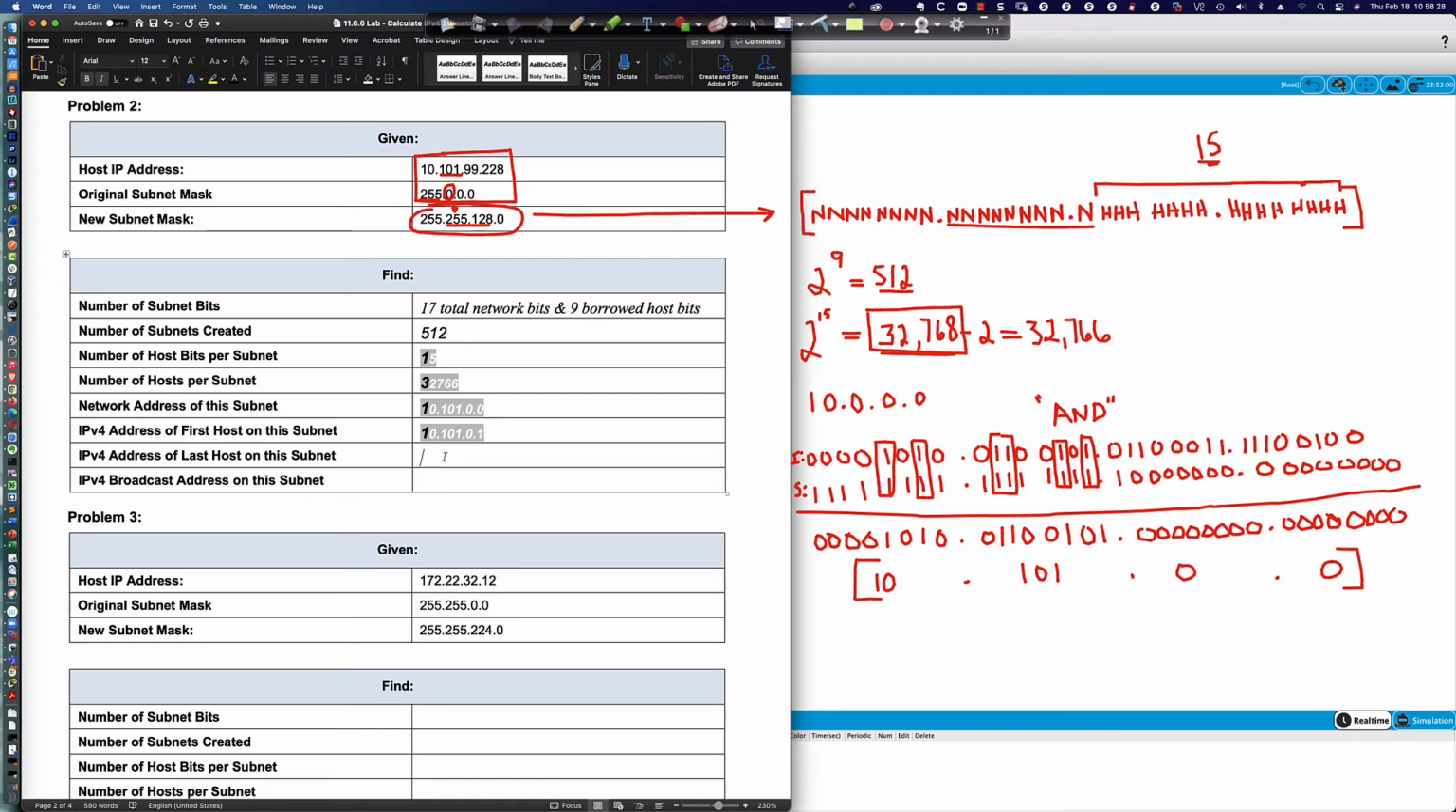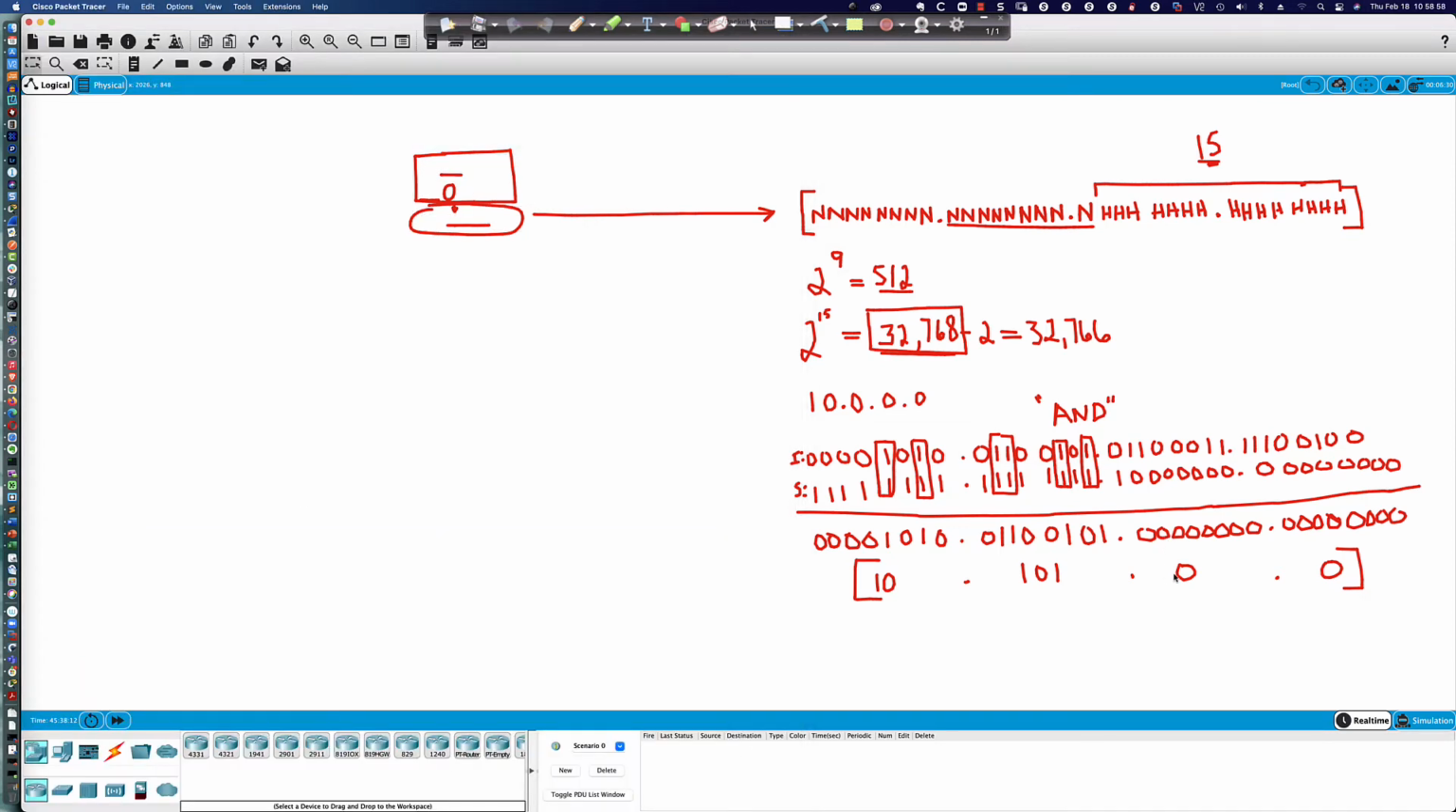Now, what is the IPv4 address of the last host on this subnet? And so remember, if we've got our first host address and we know that it's going to be 32,766, it's going to be tough to kind of look at this and say, okay, well, then that would mean that the last address of, oops, sorry, I didn't mean to do that.